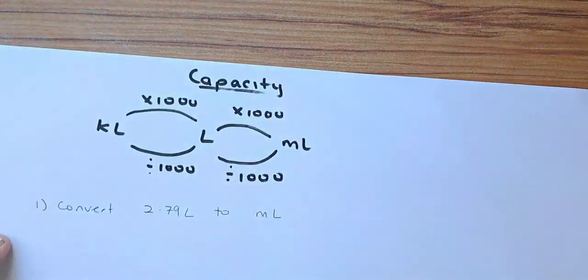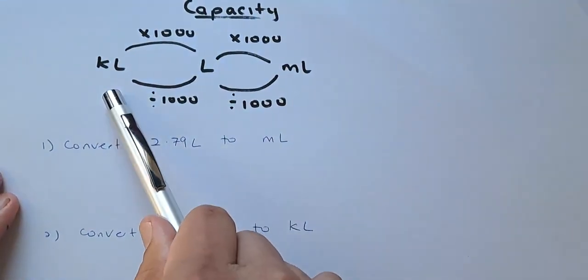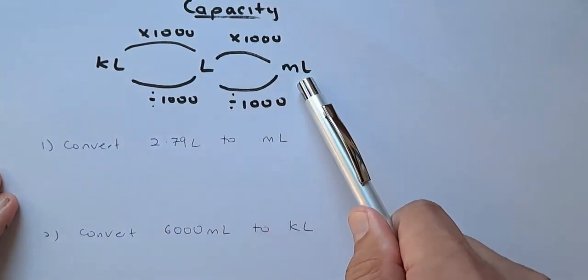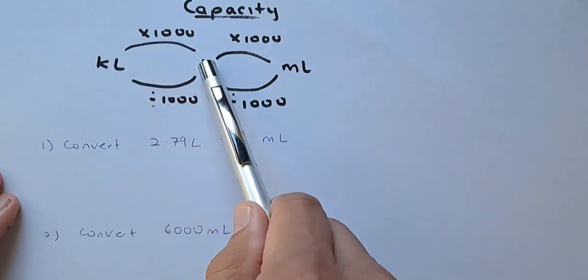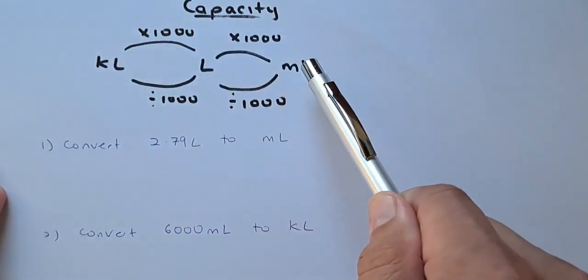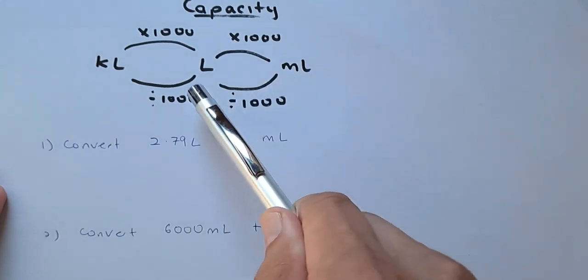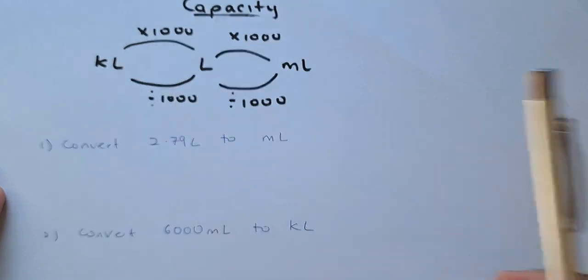Last but not least, we are looking at the next measurement. It's called capacity. Capacity is usually measured in kiloliters, liters, or milliliters. It's quite similar to mass. From kiloliters to liters, you multiply by 1,000. Liters to milliliters, you multiply by 1,000. The other way around, milliliters to liters, you divide by 1,000. And from liters to kiloliters, you divide by 1,000.